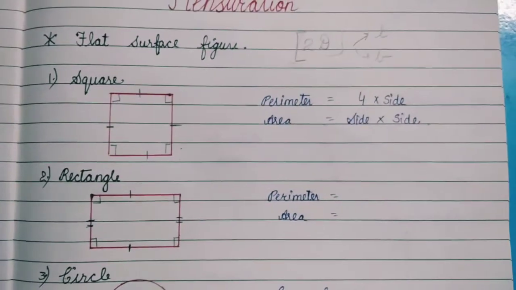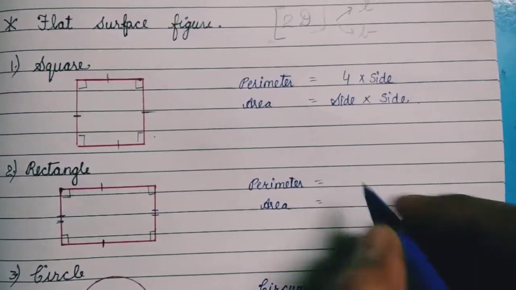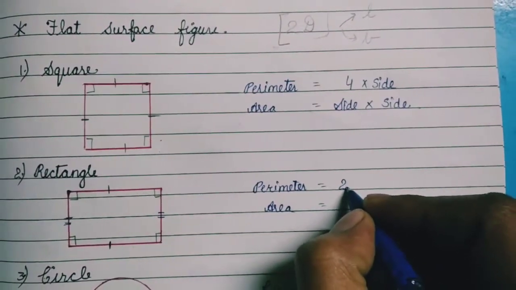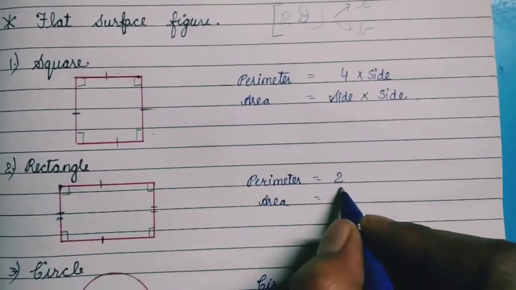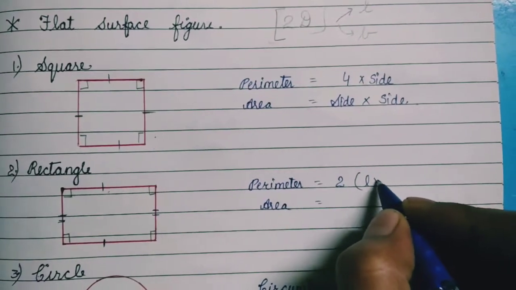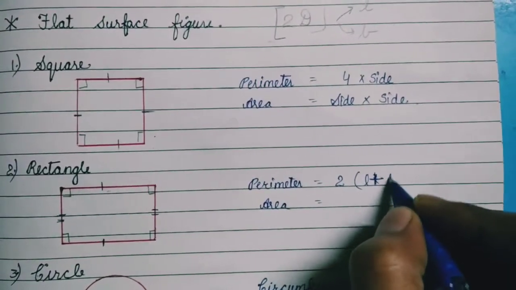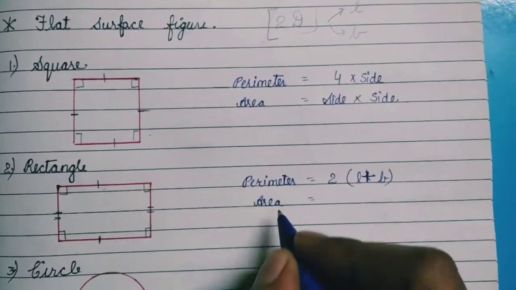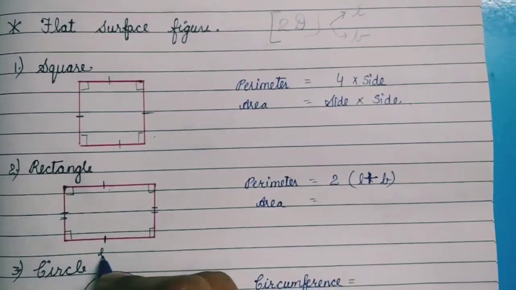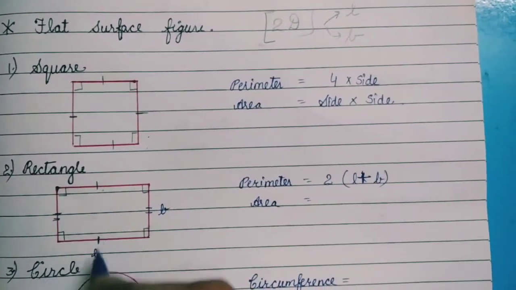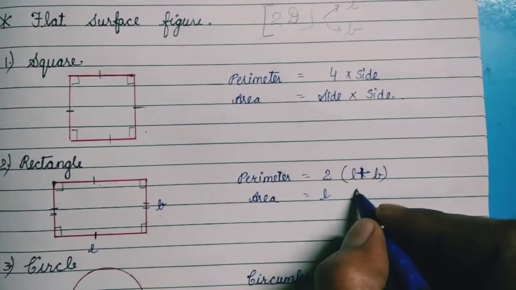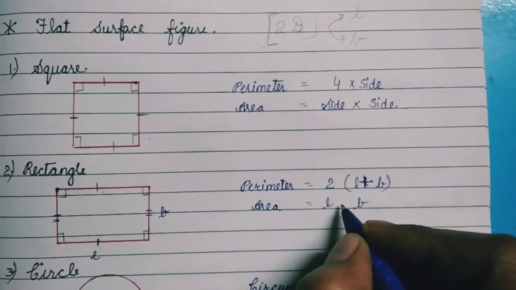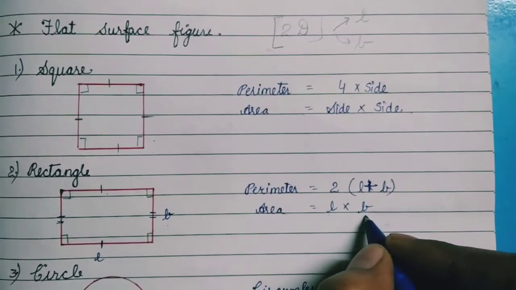Okay. So the perimeter of a rectangle is 2 length here and 2 breadth here. So 2 into length plus breadth. And for area, we have two parameters. One is length and second is breadth. So the area of a rectangle is length multiplied by breadth.